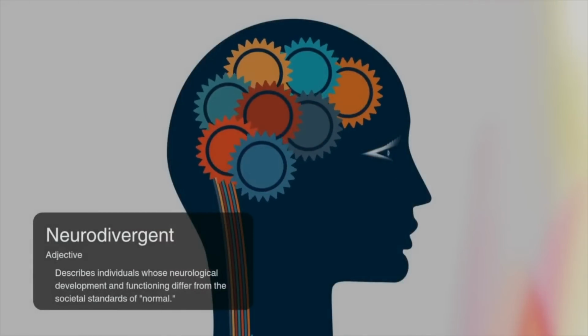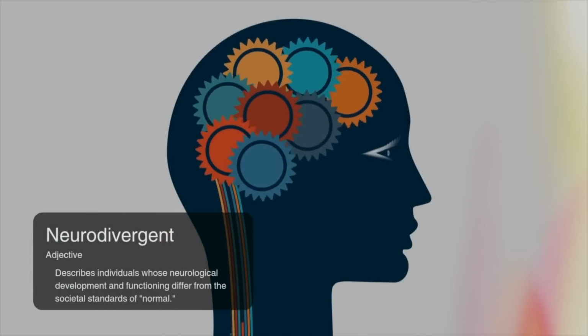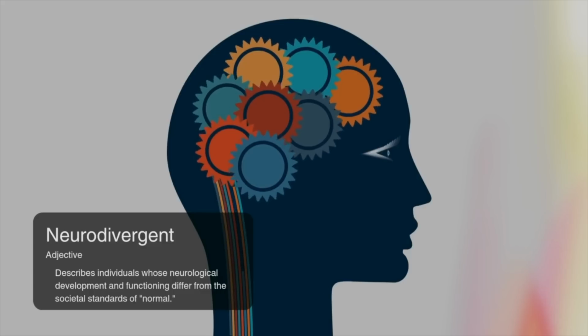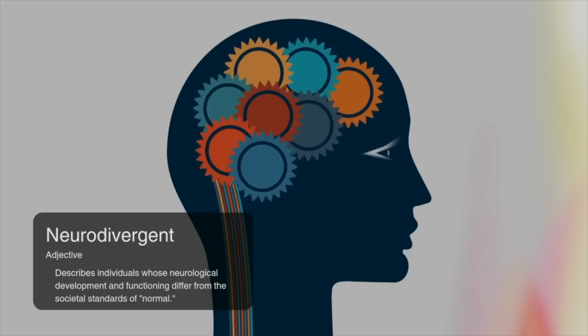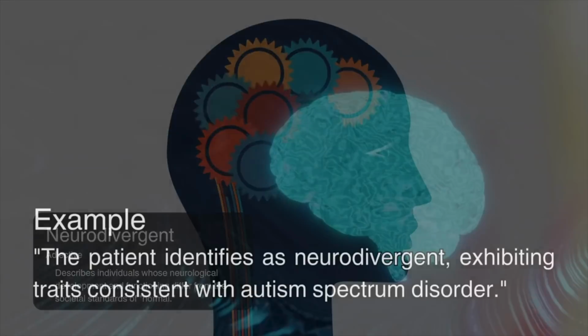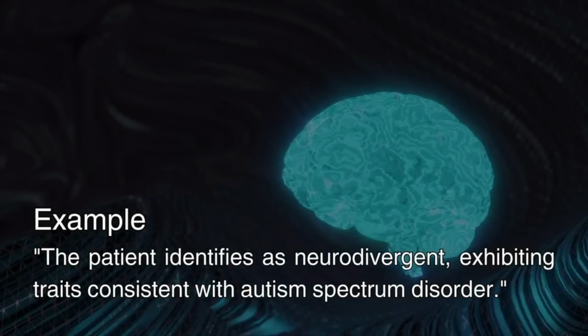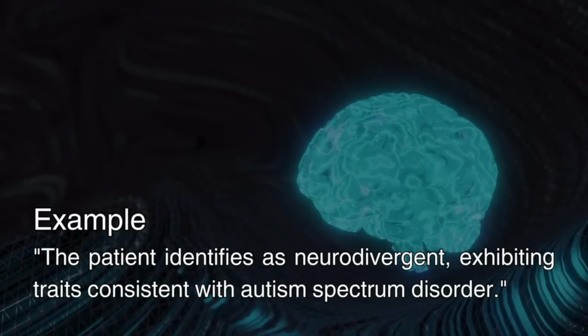This adjective describes individuals whose neurological development and functioning differ from societal standards of normal. Let's take a look at our example sentence. The patient identifies as neurodivergent, exhibiting traits consistent with autism spectrum disorder.